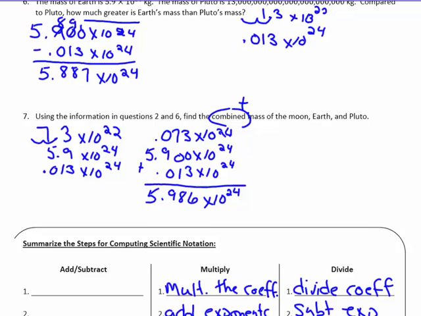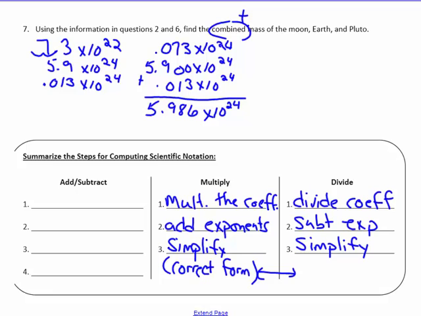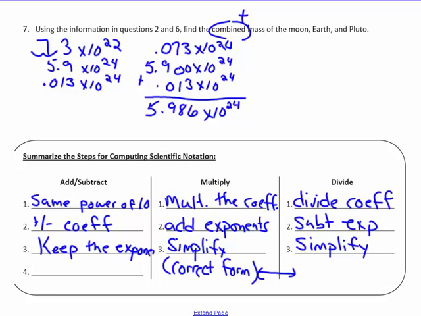All right, so let's fill in the rules here. We have to get a common exponent, so we have to have the same power of 10. Then you're going to add or subtract the coefficients. You keep the exponent. You keep the power of 10. And then you simplify, making sure that it's in correct scientific notation.